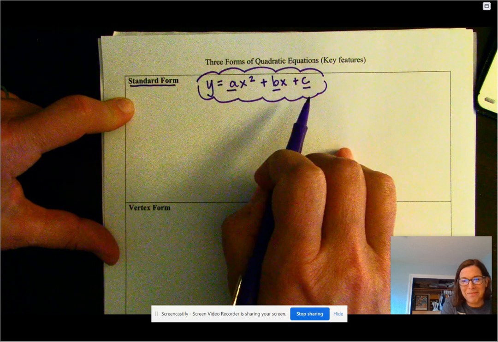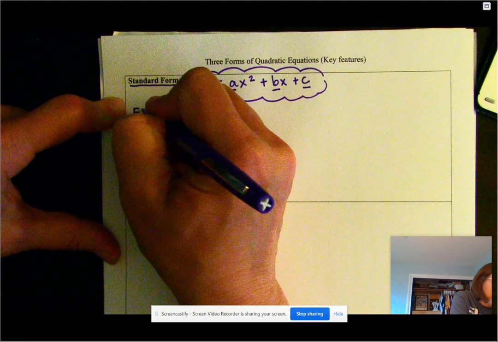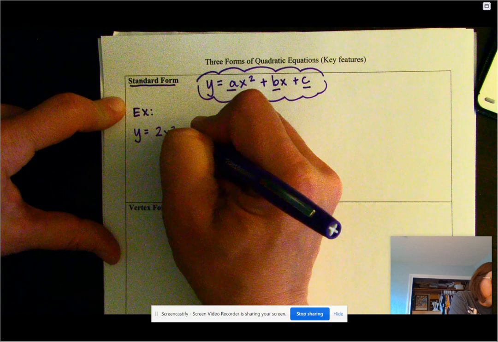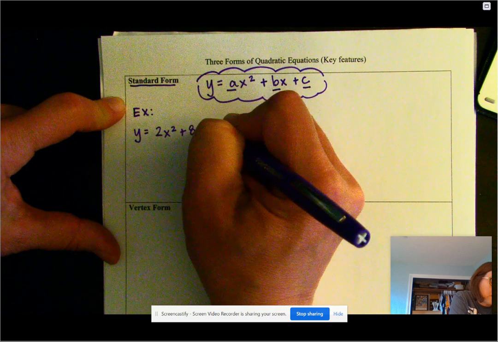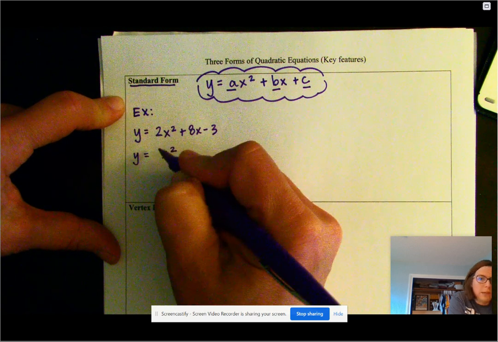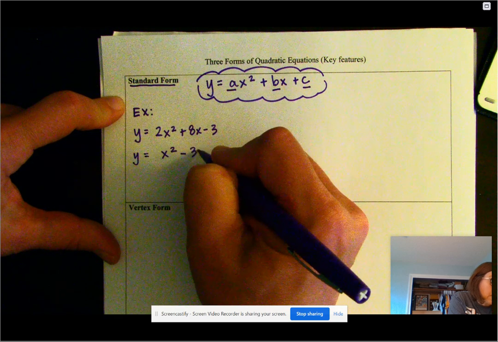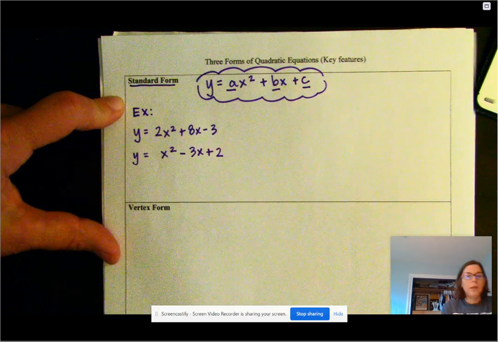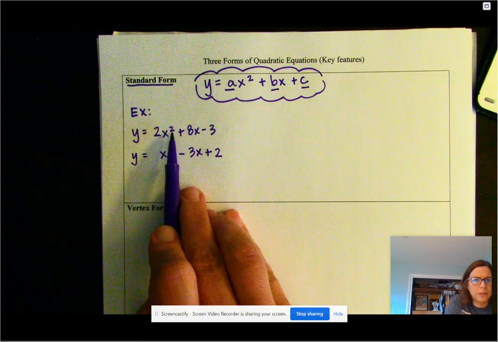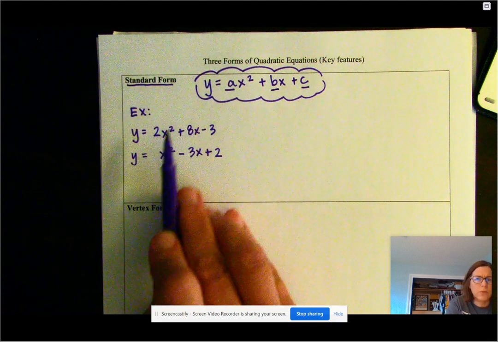Okay, so here's some examples of what it might look like. You might see something like y equals 2x squared plus 8x minus 3. Or maybe you'll see y equals x squared, so the a value being 1, minus 3x plus 2. Okay, lots of different ways, but when you see it basically in rank order from highest exponent, x squared, then just an x, and then just a plain number, you know you've got standard form.